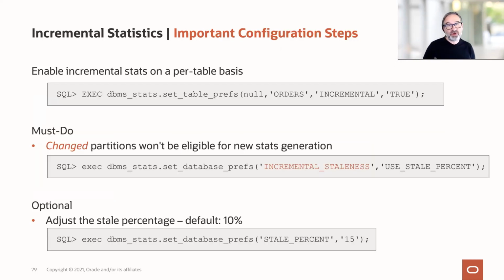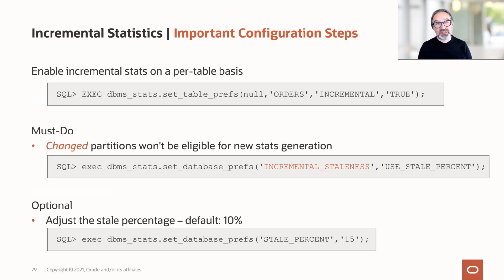What do we have to do? A few configuration steps. First of all, by default, incremental stats are not on. So you have to turn it on. Now you could turn it on at a database level. We disrecommend that. We recommend that you turn it on at a per table level. This is what we do here in the first call, set table prefs for the orders table incremental true.